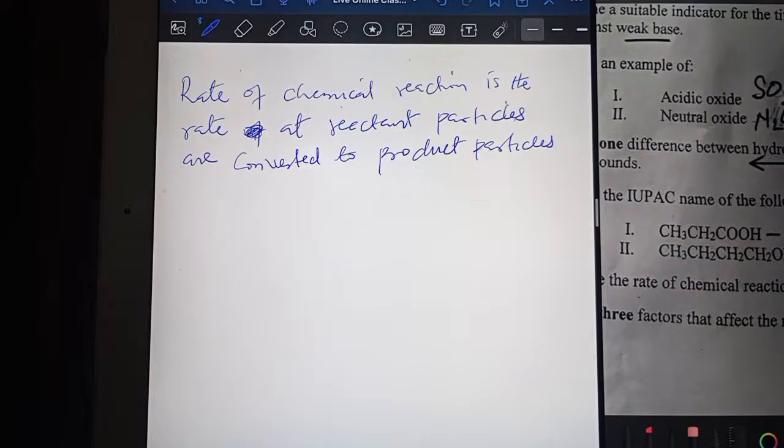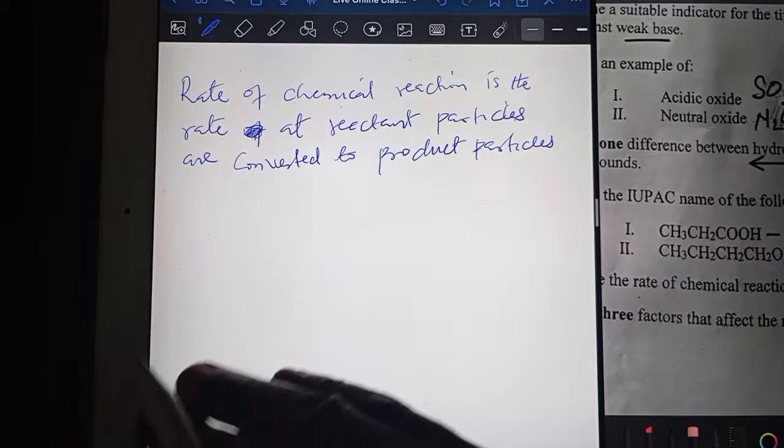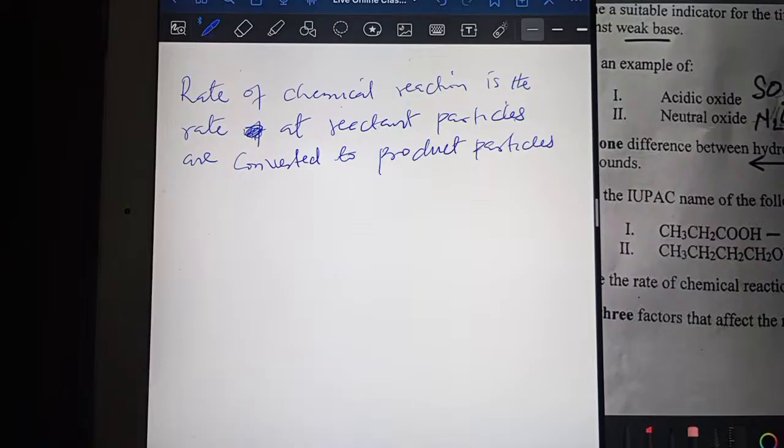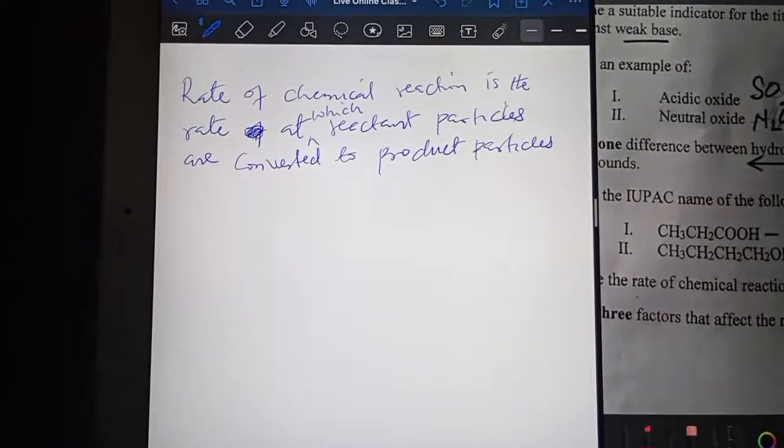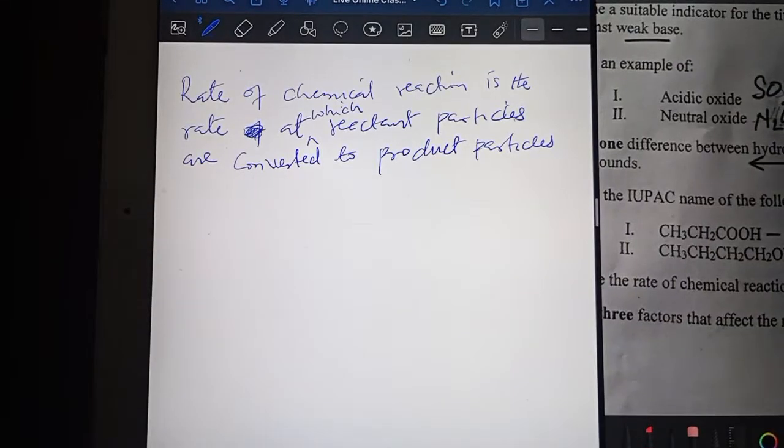Or you can say it is just the mass of product formed over the time of formation of the product. It is actually the thing that measures the reaction kinetics. The speed of the reaction is just the rate, which we can only assess by measuring the mass converted over the time of conversion, or the product formed over the time of production. So it says the rate at which reactant particles are converted to product particles.